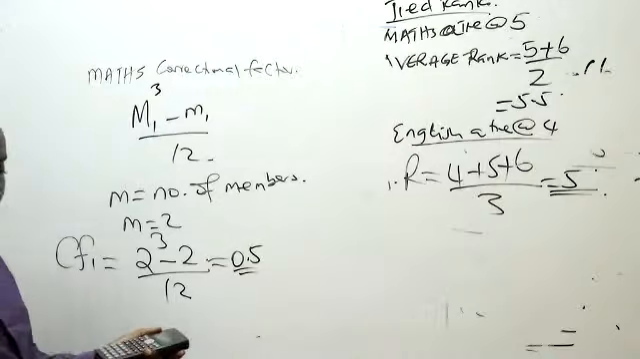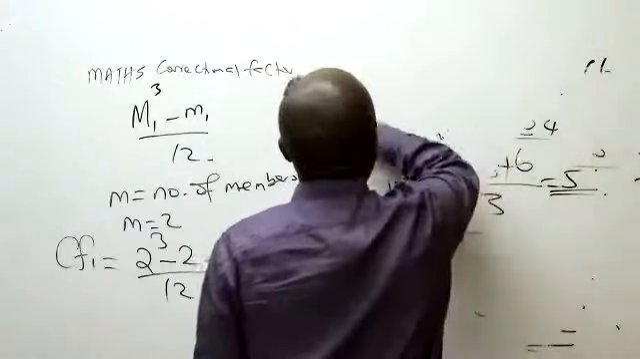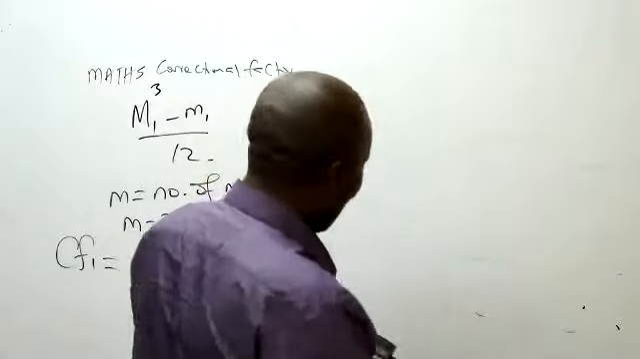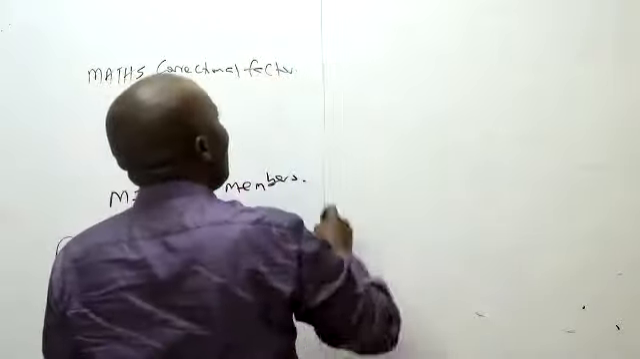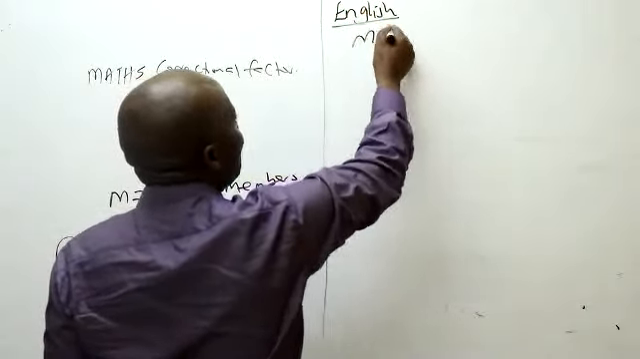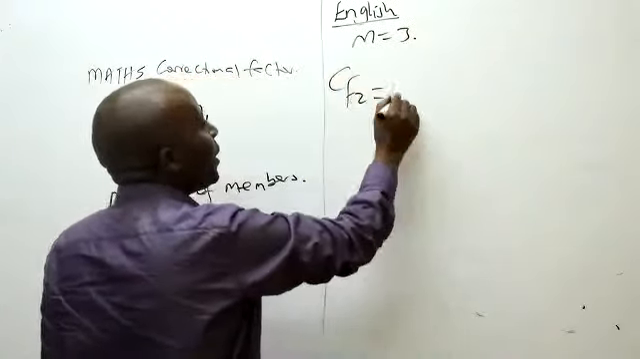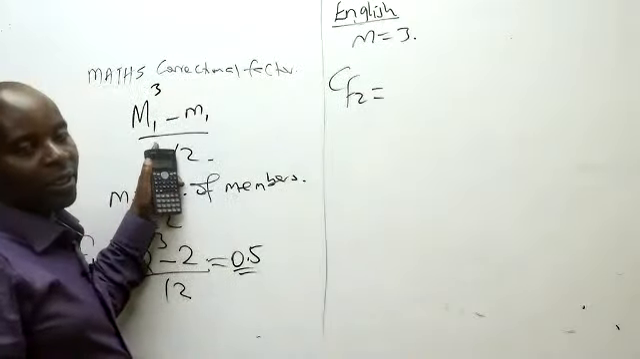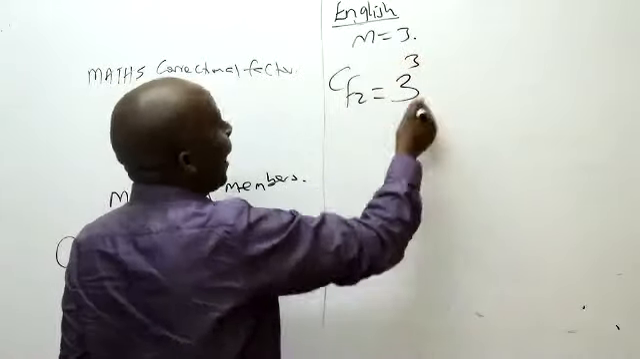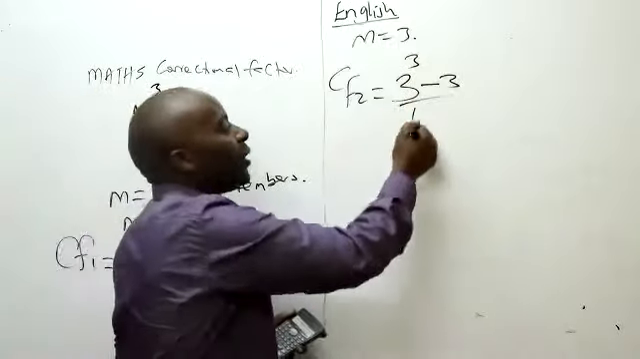From there, go to correctional factor 2. Correctional factor 2 is for English. Remember here we had 3 members who tied up. So we want the second correctional factor using this same formula. Number of members who tied are 3, so 3 raised to power 3 minus 3, divided by 12.